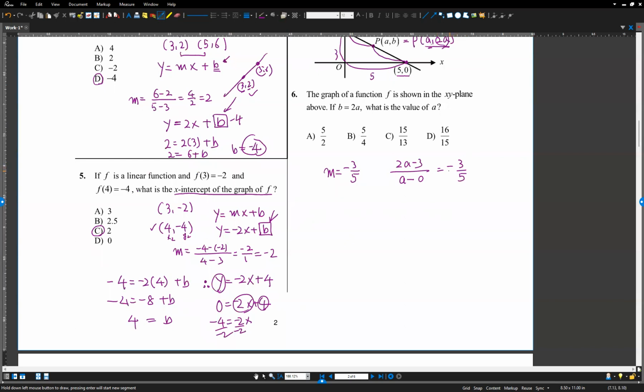Cross multiplication. 10a minus 15 equals negative 3a. Plus 3a, plus 3a, so 13a equals plus 15, isolation, okay? So that is 15. Then divided by 13, divided by 13, a equals 15/13 is the answer, okay?